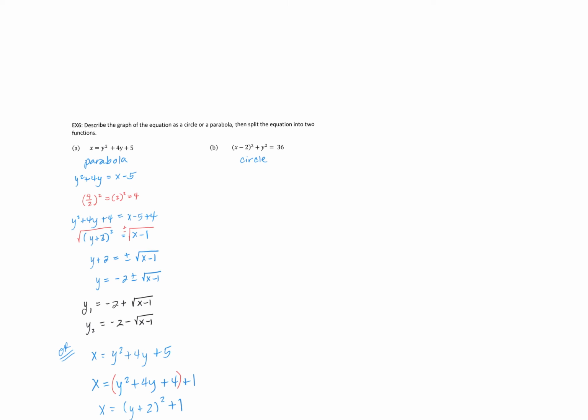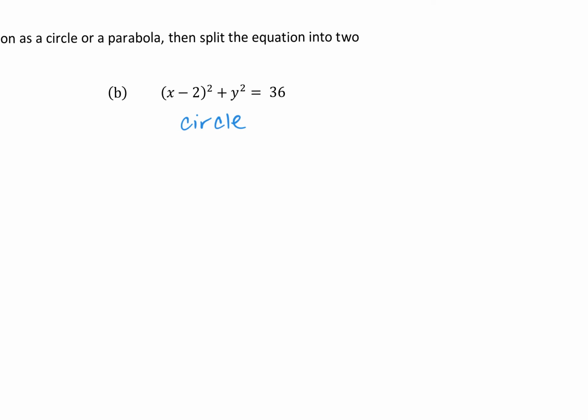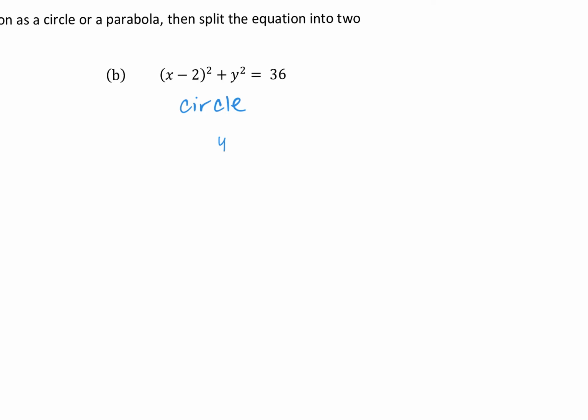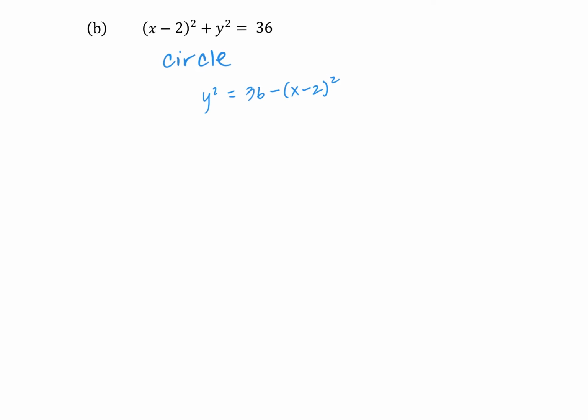Let's go to B, where we have our circle. Again, the goal is to solve for the y. In this case, it's real simple. I would just take the 36 and I would subtract parentheses x minus 2 squared from both sides. Again, the goal is to get the y by itself so we can define our two functions. And at this point, we would simply square root both sides.